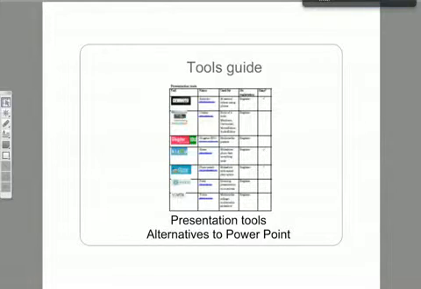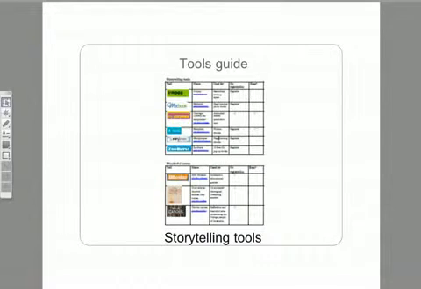Okay. Another way that I've got tools classified in the Tools Guide is according to whether they are good alternatives for PowerPoint. A third way is in terms of whether they're good for digital storytelling. So I've got things like ZooBurst, which is a 3D storybook, which is really fun. You put in images and they pop up in a 3D kind of manner. They're really luscious.